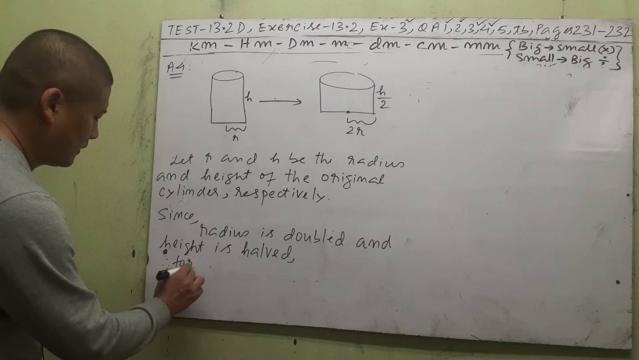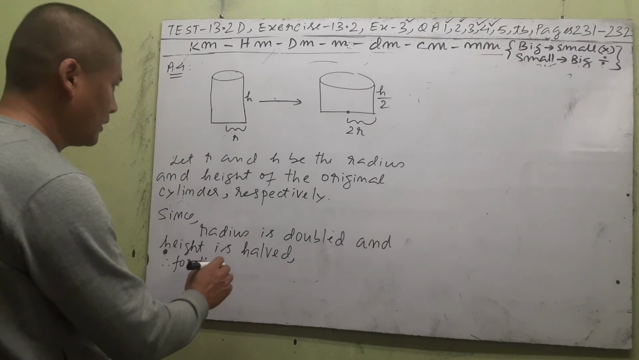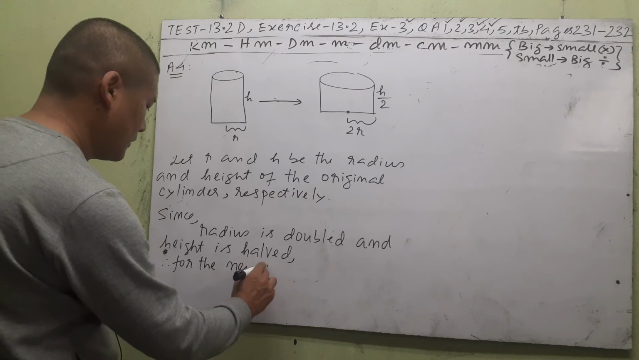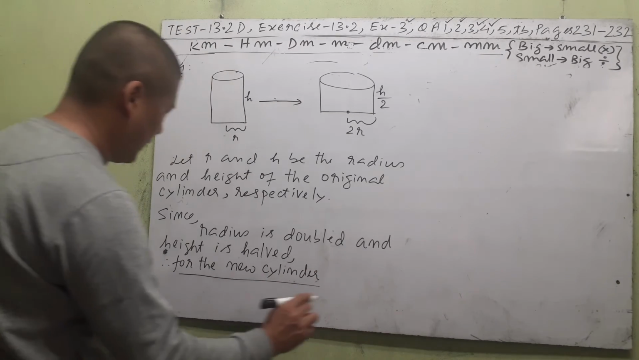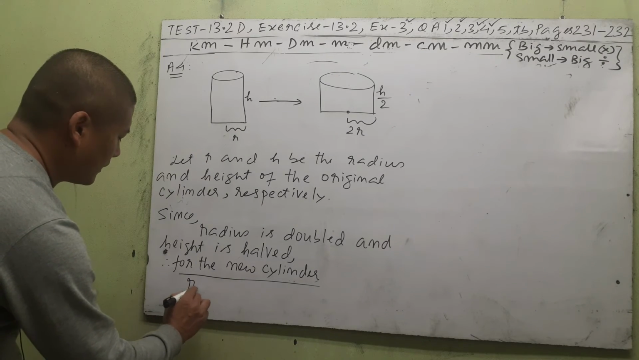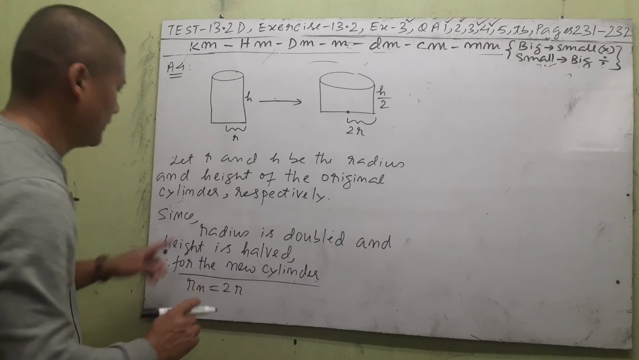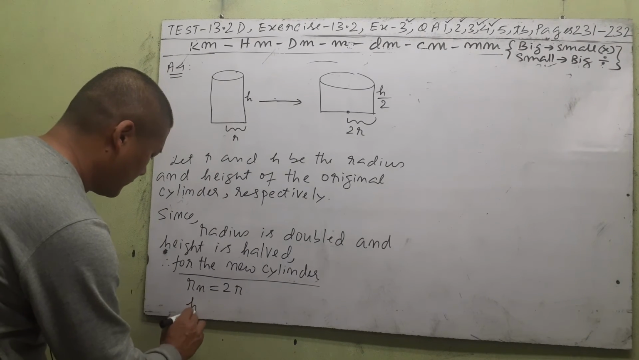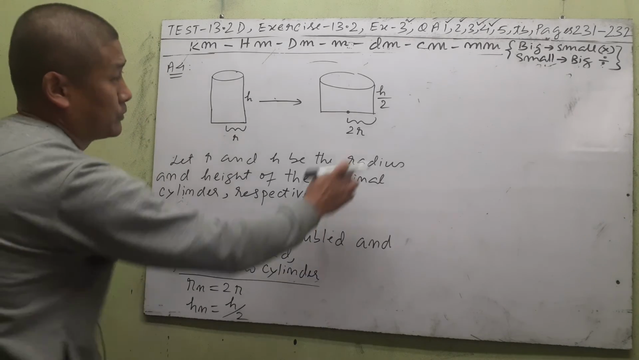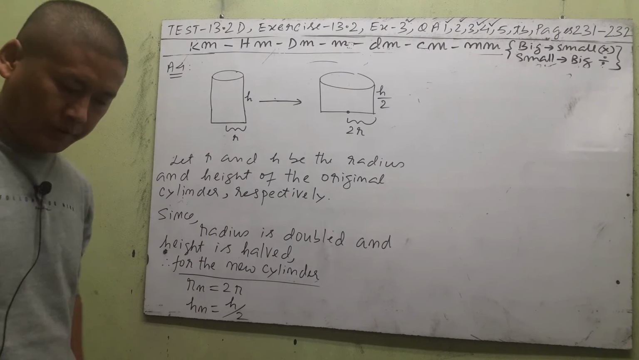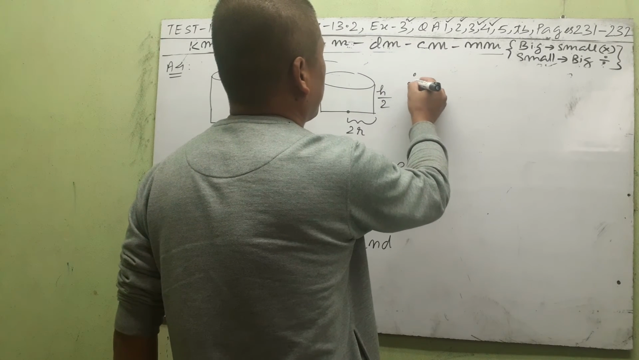Therefore, for the new cylinder, that means the second one whose radius is doubled and height is halved, let us say Rn is equal to twice the radius of the first one, 2r. Height is half, let us say Hn, so the height of the new one is h divided by 2, because the height is halved. I hope you're getting it. Then to find the curved surface, let us write in ratio form.